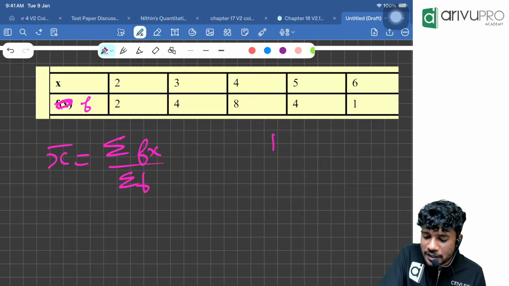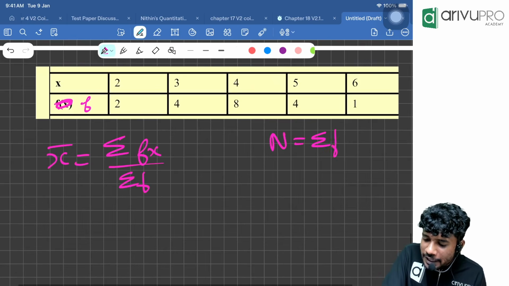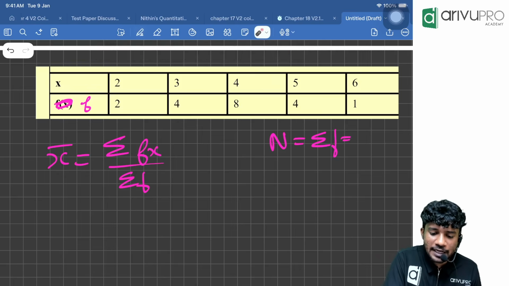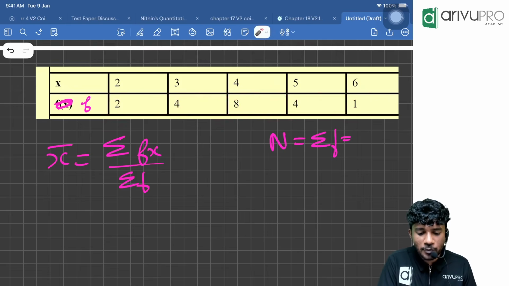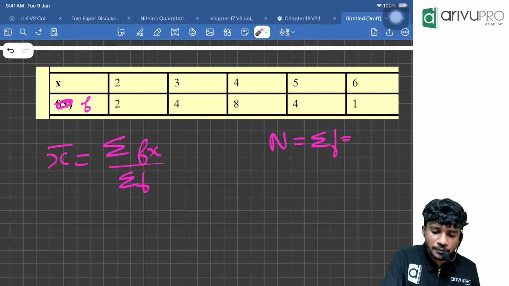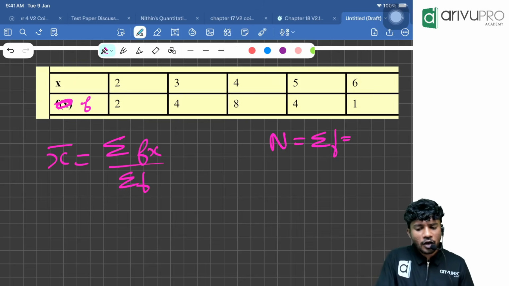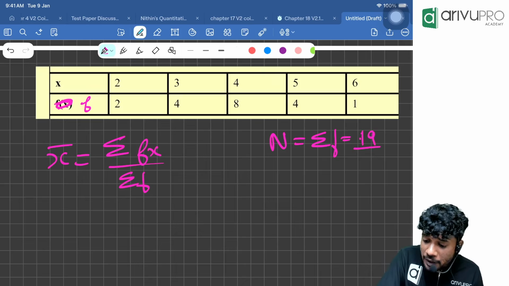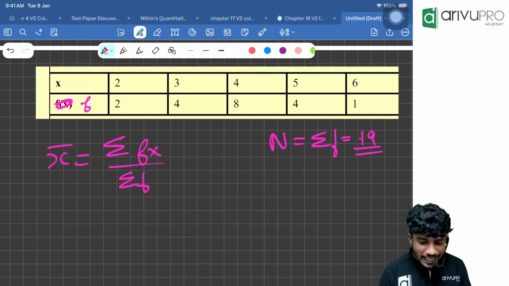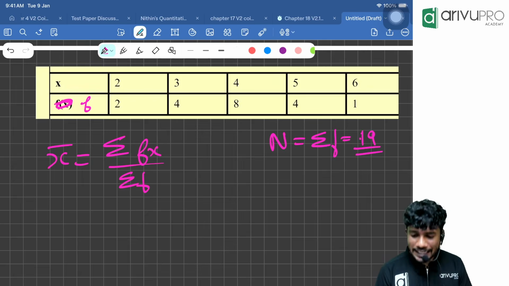First of all, capital letter N, or sigma F, is how much? We need to add all the frequencies. 2 plus 4 plus 8 plus 4 plus 1. How much is it? 8, 16, 21. How much is it? 19. Sigma F is equal to 19, or capital letter N is equal to 19.